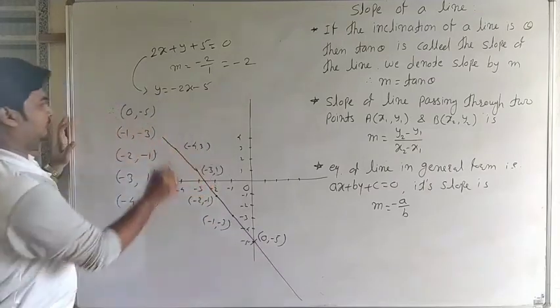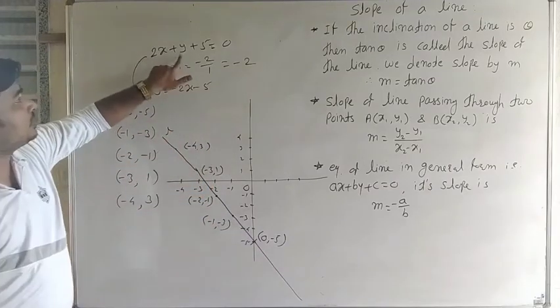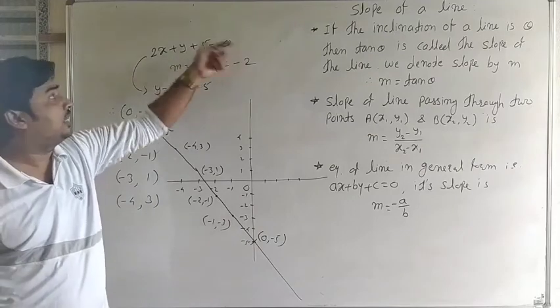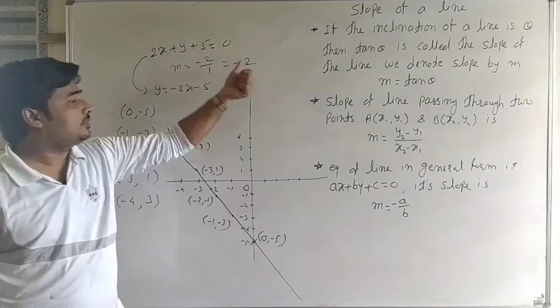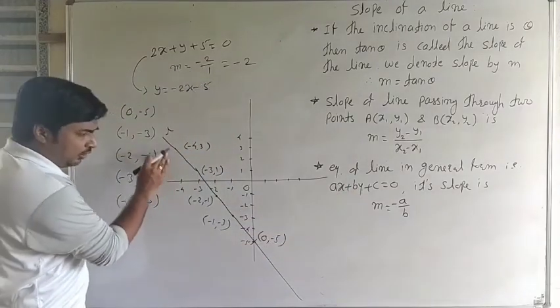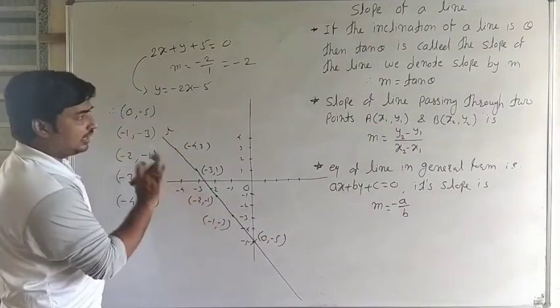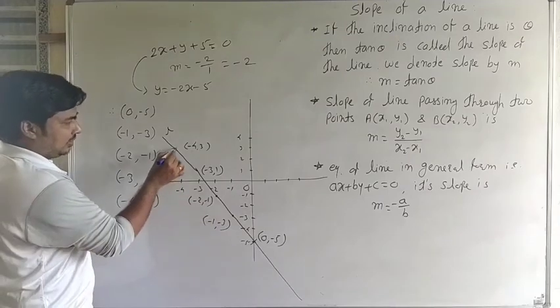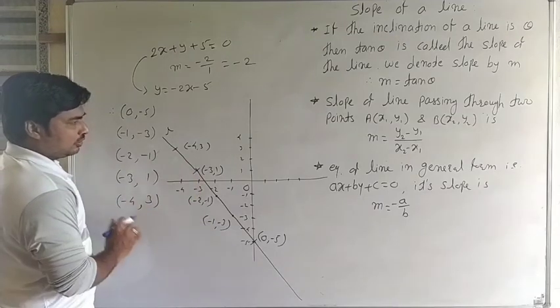Okay, it is a line. Our line is 2x plus y plus 5 equal to 0, and we find the slope of the line. It is -2, by using this formula. Now we can take any 2 points on the line.